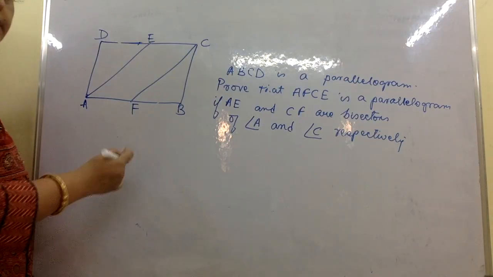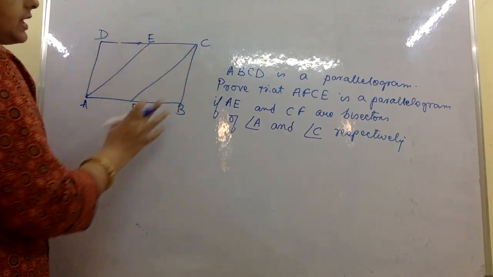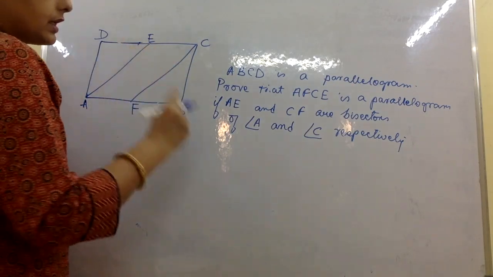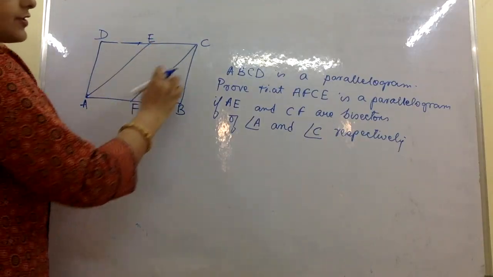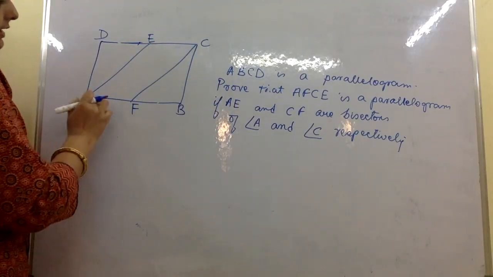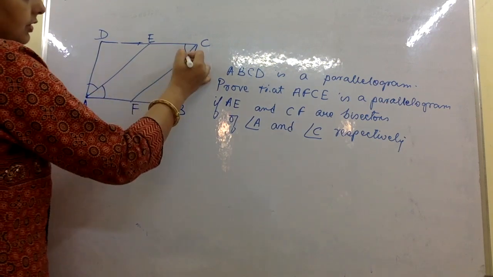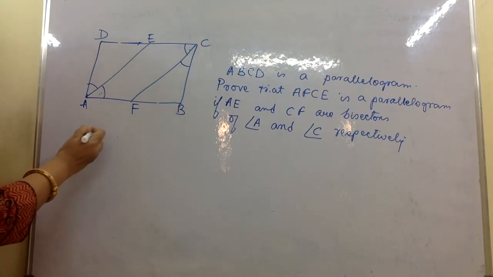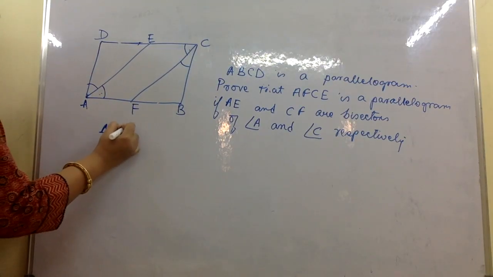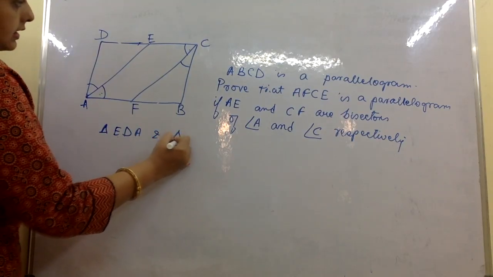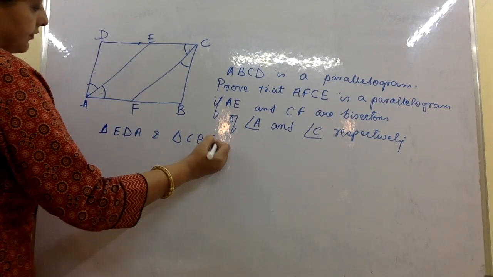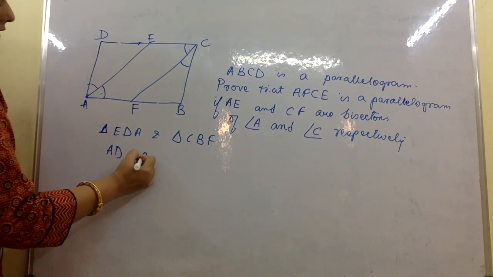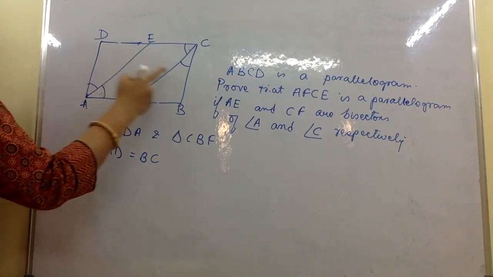Here in this sum, ABCD is a parallelogram. Prove that this figure AFCE is also a parallelogram. What they have given is AE and FC are bisectors of this angle. Here these two angles are equal, and here these two angles are equal. Now we have two triangles here. One is triangle EDA and triangle CBF. Now in these triangles, AD is equal to BC. Why is it so? Opposite sides of a parallelogram.